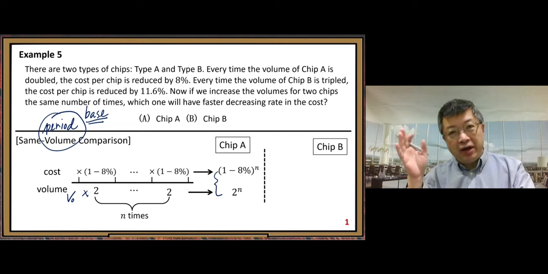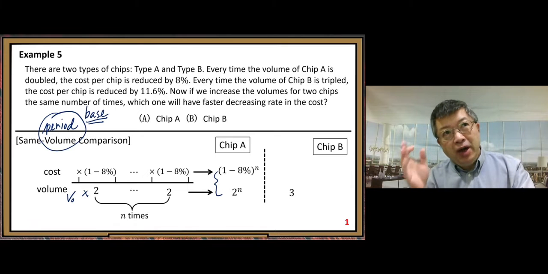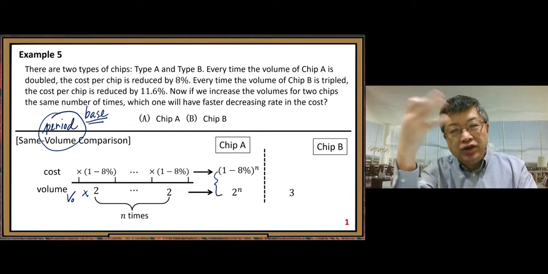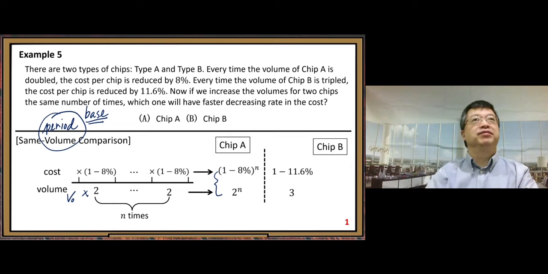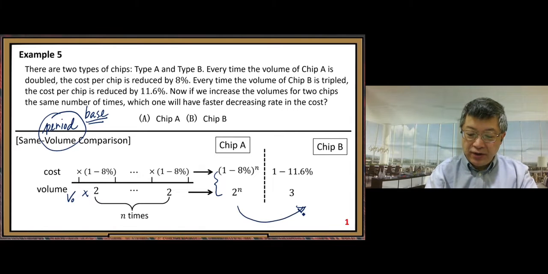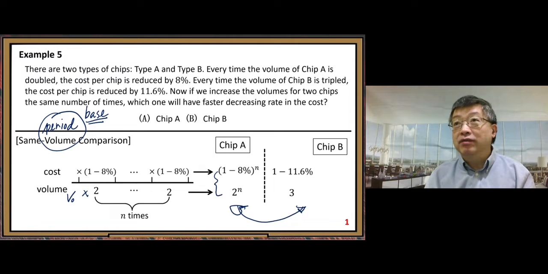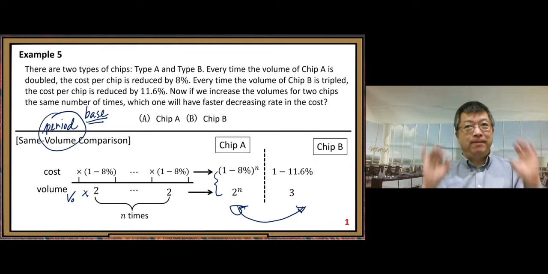Next, now we look at chip B. For chip B, we know the volume is tripled, 3, and the reduction factor is 1 minus 11.6%. So chip A, chip B. How do we do the comparison here? Same volume comparison, right? The volume part, we want to make it the same.